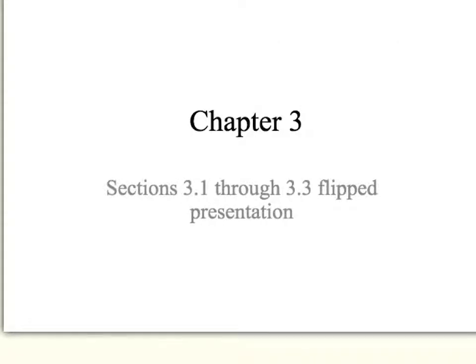Chapter 3, I'm going to do sections 3.1 through 3.3 as a flip presentation. So again, you should have your notes printed out and the first part filled in for class on Saturday.